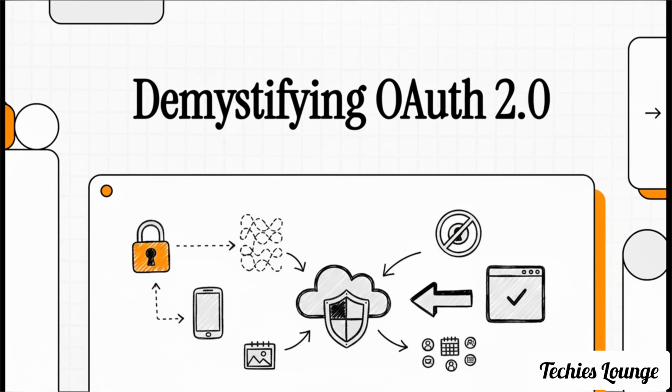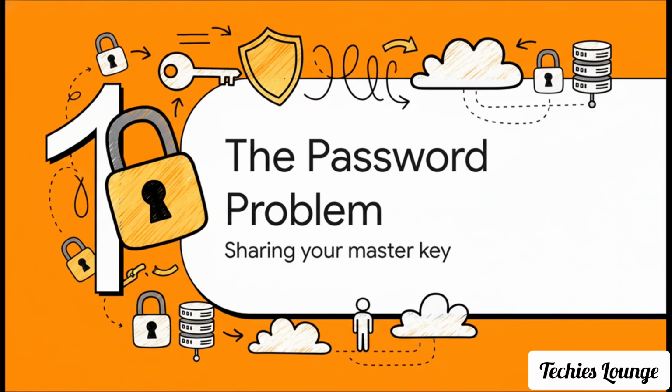Welcome to The Explainer. Today, we're going to pull back the curtain on OAuth 2.0. It's kind of like the invisible security guard of the internet, and it's the real reason you can let an app access your photos without just handing over your master password. Okay, so let's just dive right in.